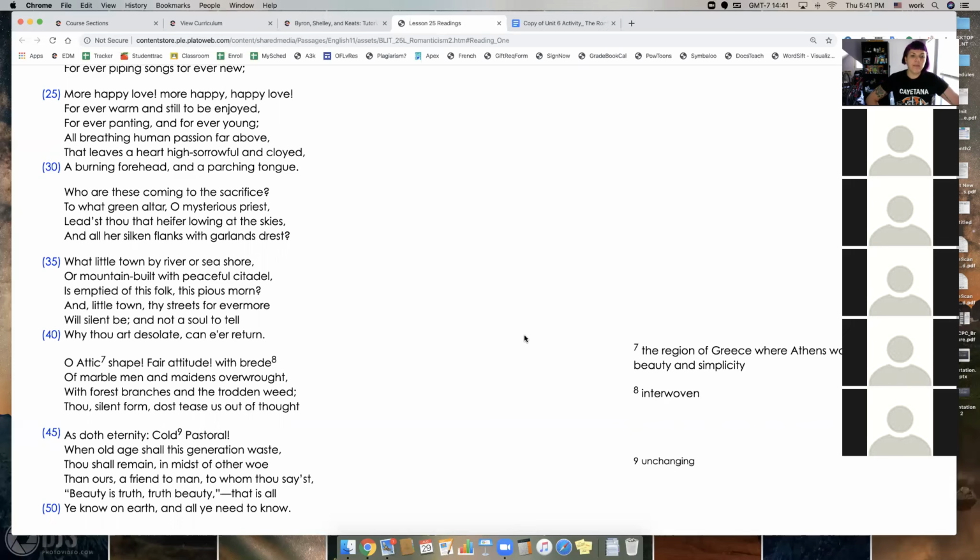O Attic shape, fair attitude, with brede of marble men and maidens overwrought, with forest branches and the trodden weed, thou, silent form, dost tease us out of thought, as doth eternity. Cold pastoral, when old age shall this generation waste, thou shalt remain, amidst other woe than ours, a friend to man, to whom thou sayest, beauty is truth, truth beauty. That is all ye know on earth, and all ye need to know.